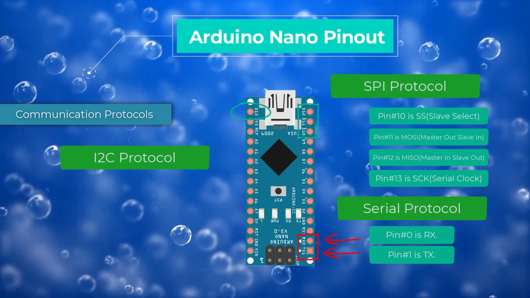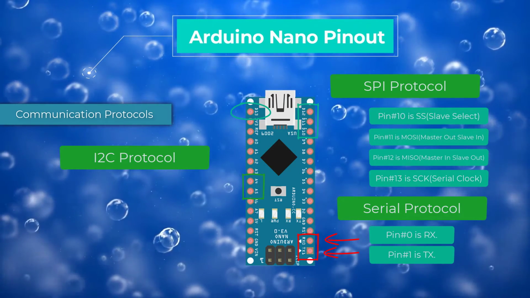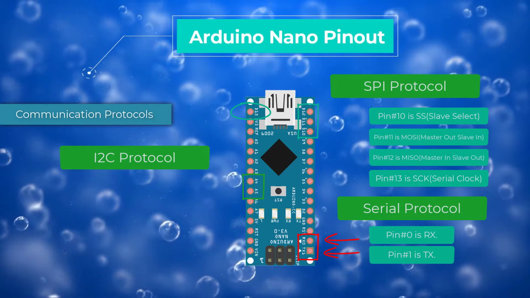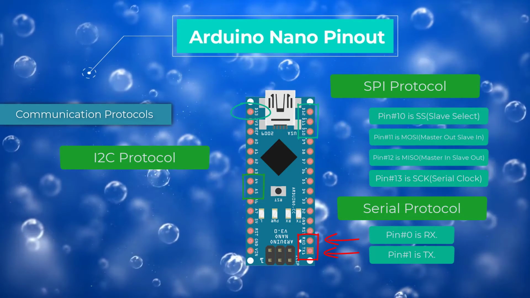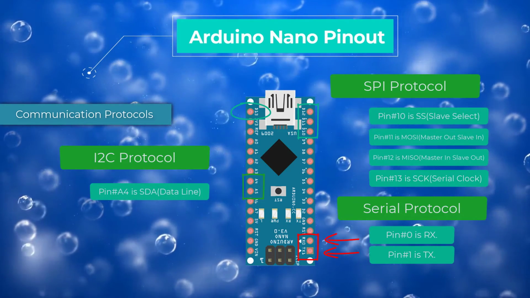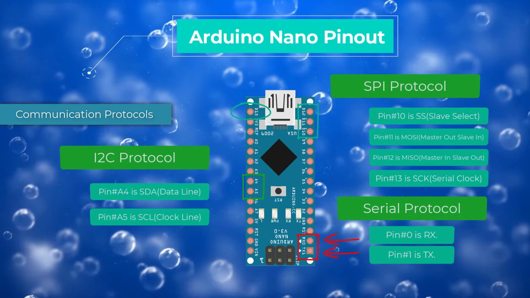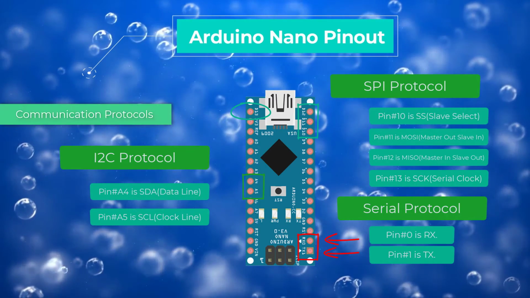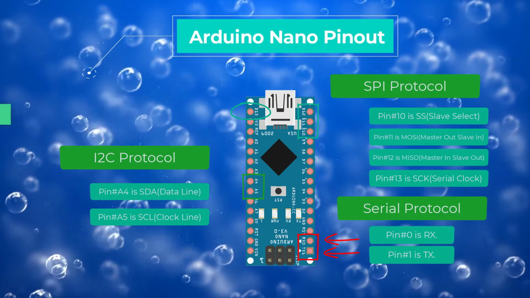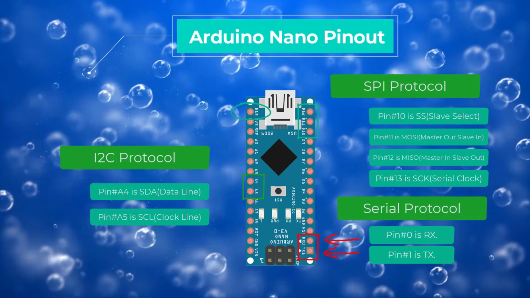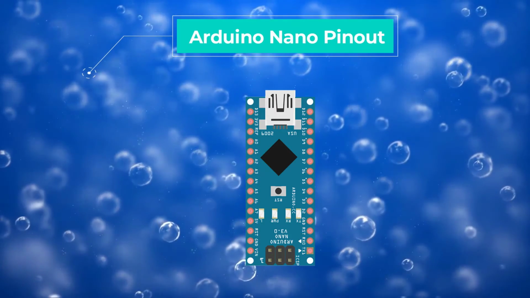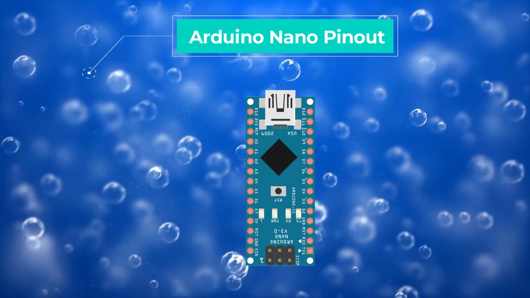The third protocol is I2C protocol. Pins used for I2C protocol are A4 and A5, these are analog pins. Here, A4 is SDA, short for data line, and A5 is SCL, short for clock line. Again, we have to define it in the programming, how we want to use these pins. Now let's have a look at few other functions these pins offer.